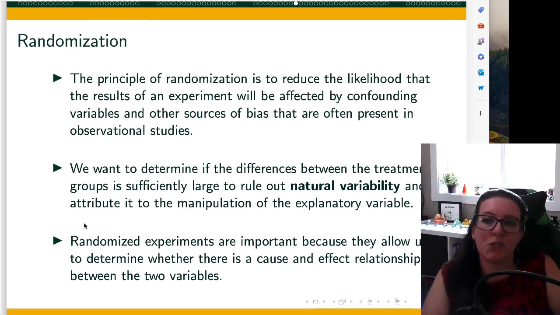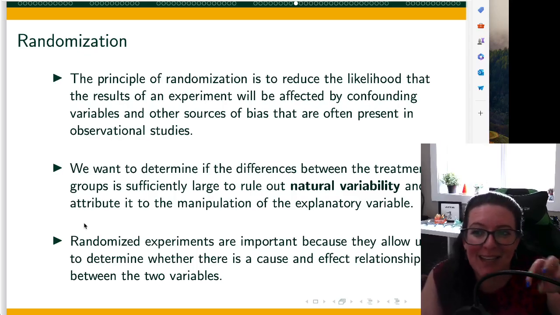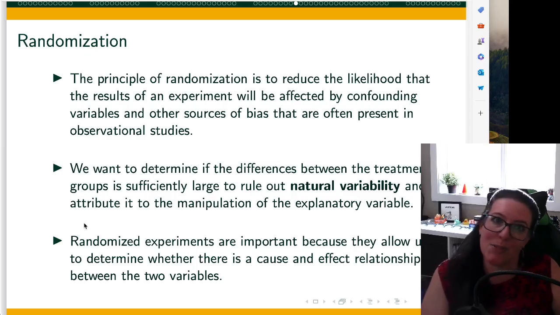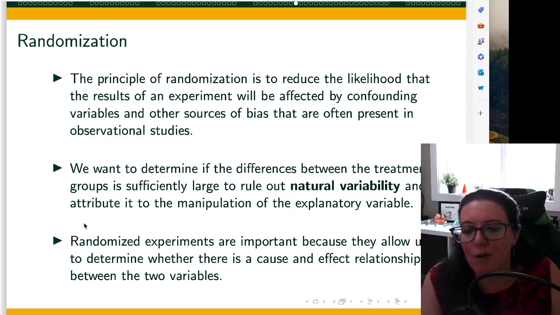So the principle of randomness is to reduce the likelihood that results of the experiment will be affected by confounding and other sources of bias, that the researcher themselves isn't choosing this person gets this treatment, this person gets the control. We don't want that researcher bias to be influencing. I like this person, so we're going to give them the drug we think is effective versus those who get the placebo. So we wanted to pull out the bias of the researcher. We want to pull out the issue of the confounding variable. We want really just to be measuring the effect of that treatment.